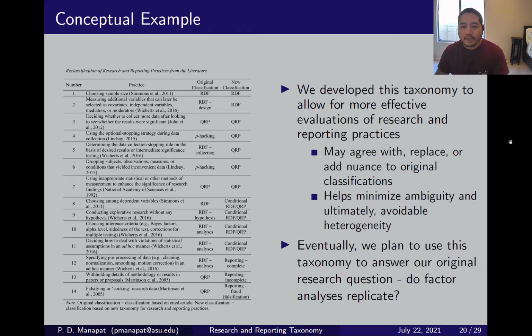Our new classifications may agree with, replace, or add nuance to original classifications, and the goal is to help minimize ambiguity and ultimately avoidable heterogeneity. So eventually, we plan to use this taxonomy to answer our original question, do factor analyses replicate? And so I'll walk through a conceptual example here of how we can use our taxonomy to more effectively evaluate research and reporting practices.